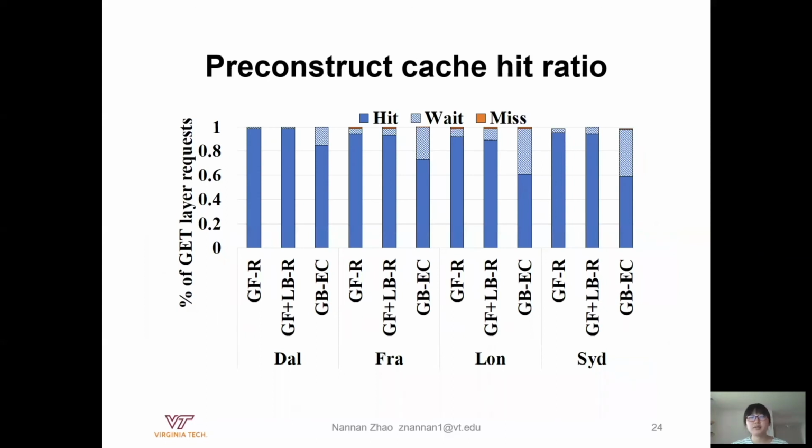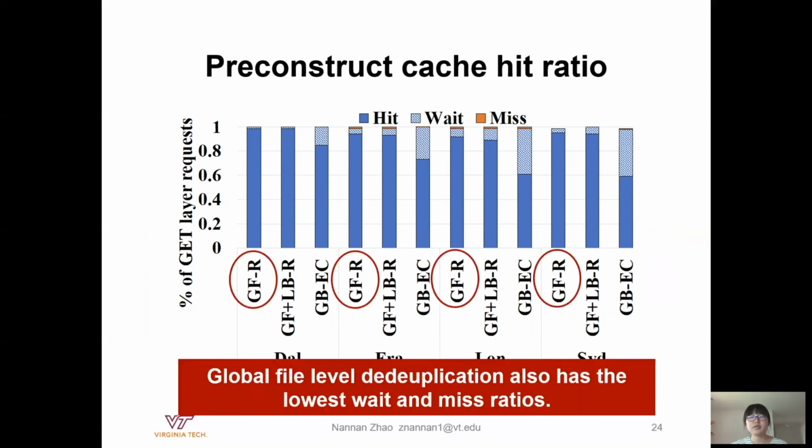Finally, we examine the preconstruction cache hit ratio. We see that the preconstruction cache hit ratio depends on the deduplication methods. As shown in this figure, global file level deduplication under replication has the highest hit ratio. Correspondingly, global file level deduplication under replication also has the lowest wait and miss ratio. This is because it has the lowest restoring latency, and the majority of the layers can be preconstructed on time. For more detailed analysis and results, I refer you to the paper.